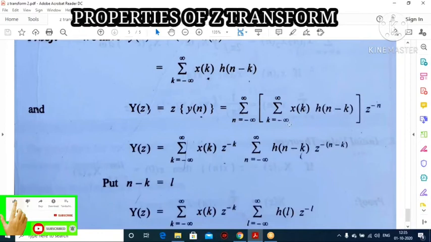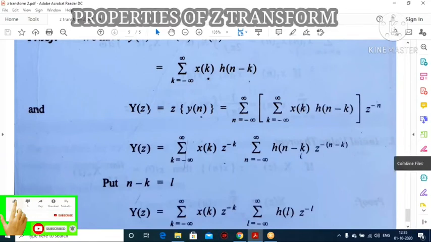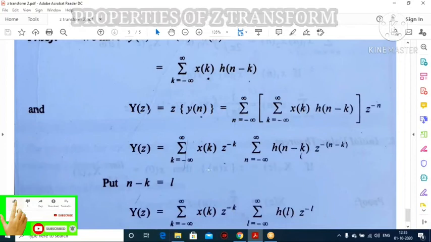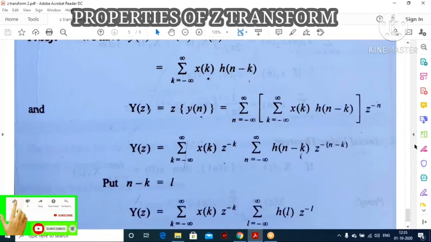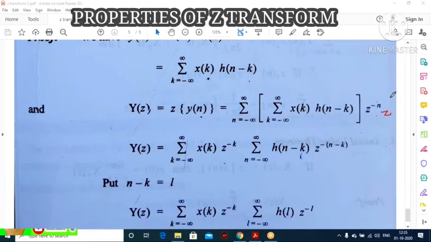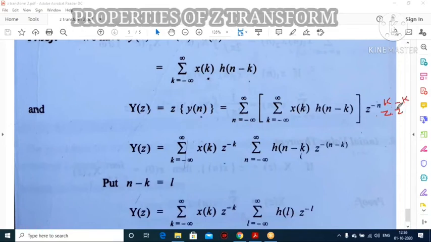Here you may have some doubt. How will I bring out this z power minus k here, because in this summation we have only z power minus n alone? Where will I get this one? Like in the previous property, that is z power m into z power minus m, similarly here also you substitute z power k into z power minus k. In this term I add z power k, z power minus k. Z power 0, so no problem.